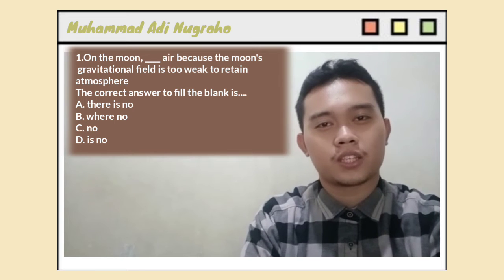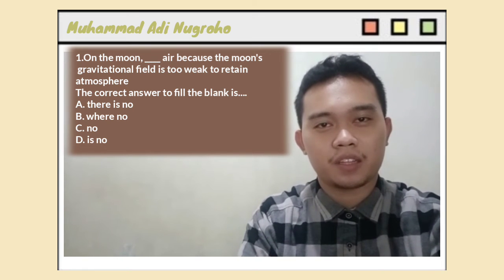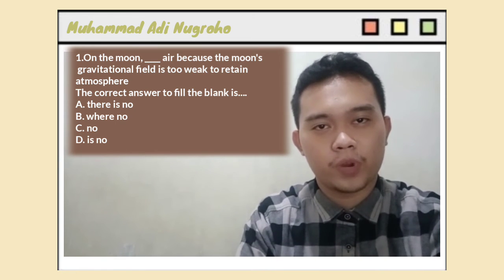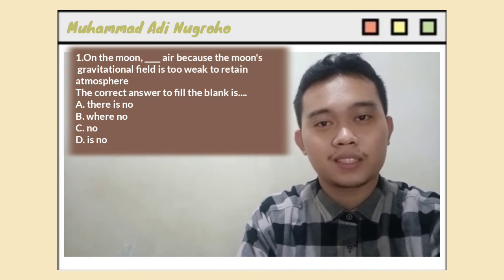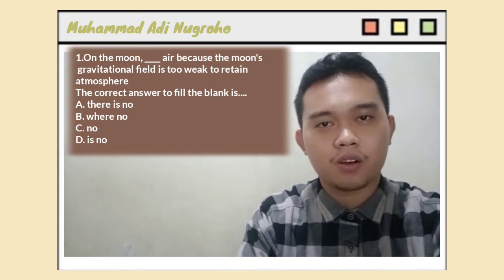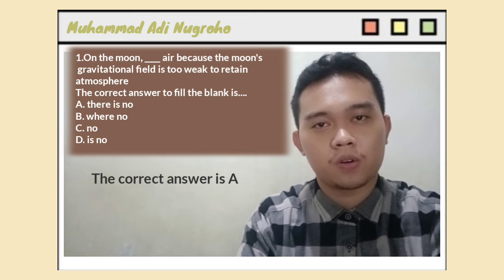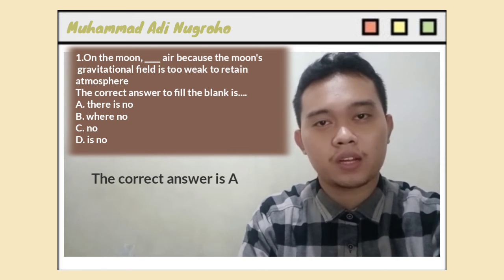But how? This is called expletive. Expletive is a clause or sentence that starts with there or it. So the pattern is there or it plus verb to be or verb to be not plus subject. So the answer is A. There is no. On the moon, there is no air because the moon's gravitational field is too weak to retain atmosphere.